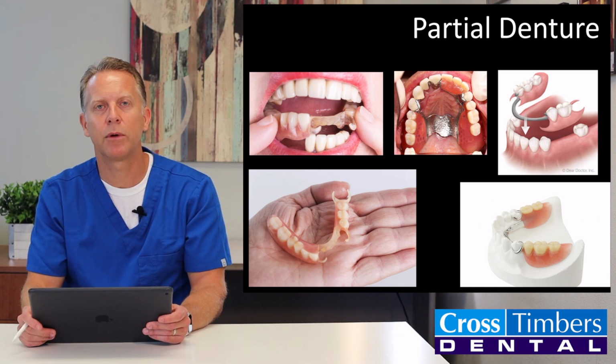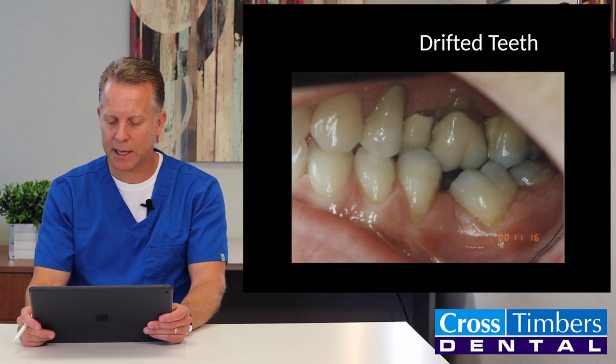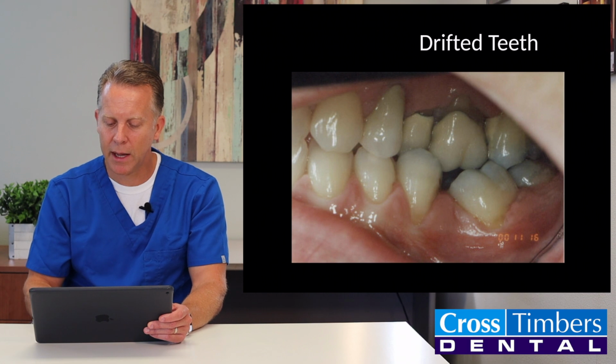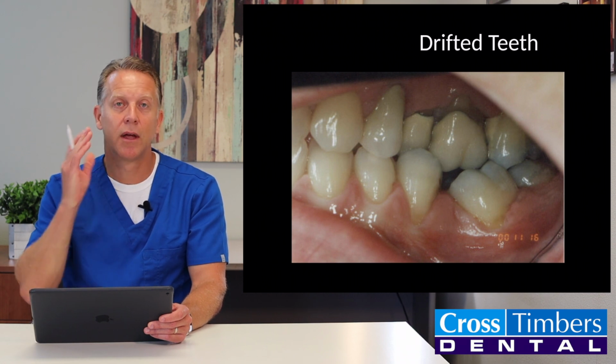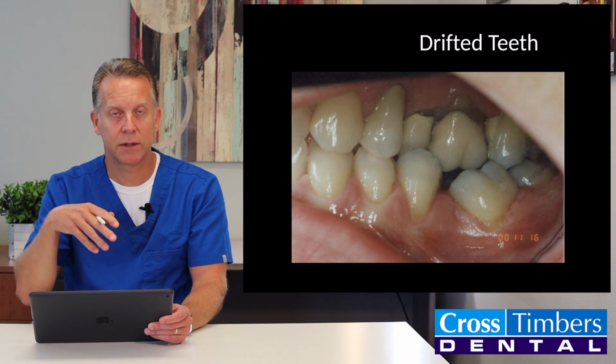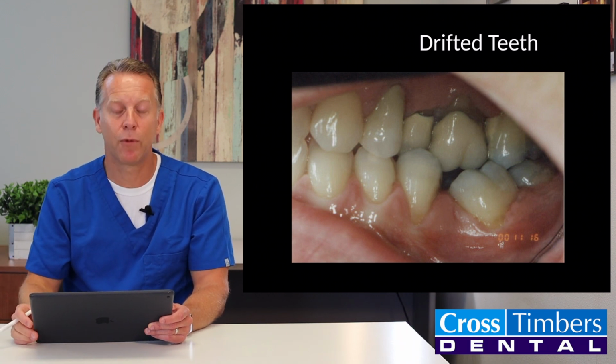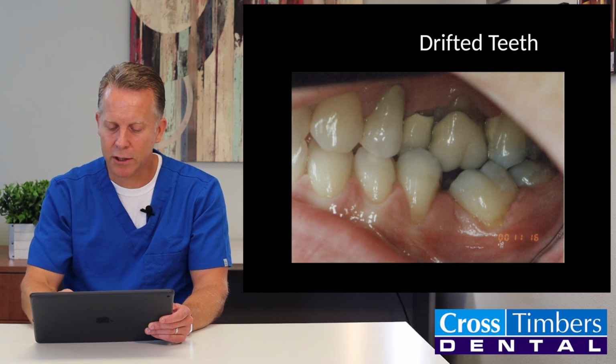The reason is, why would we want to replace a missing tooth? Because some teeth drift. And here's an example of a patient that came in many years ago, and you can just see that those back teeth just started to slide forward because the tooth that's not there anymore is missing. The other teeth decided to just slide forward, and then the upper teeth started to slide down. So those teeth came down.